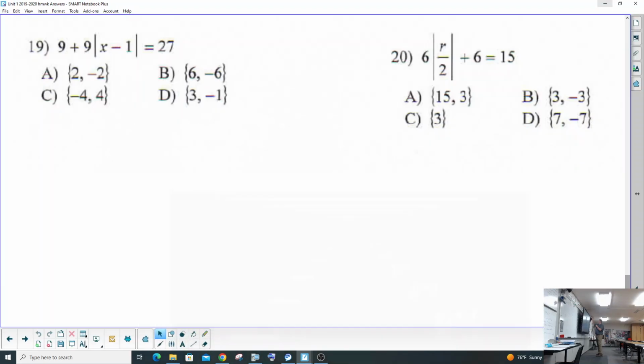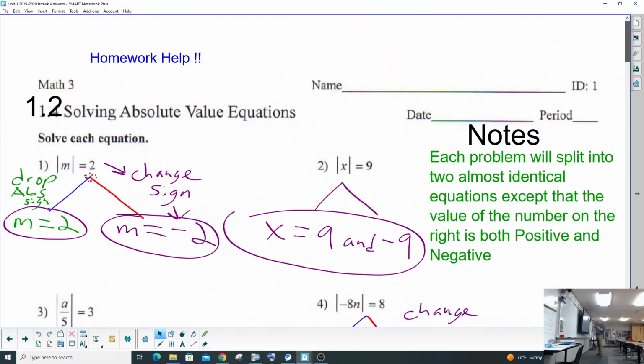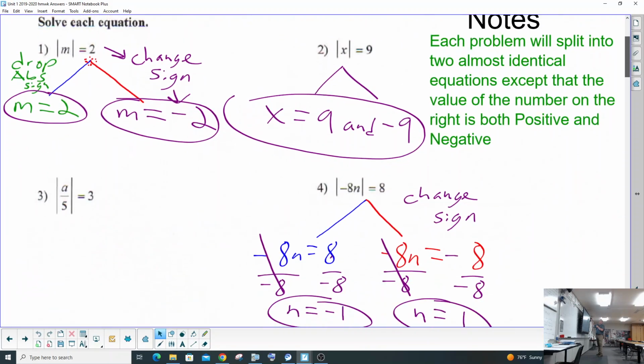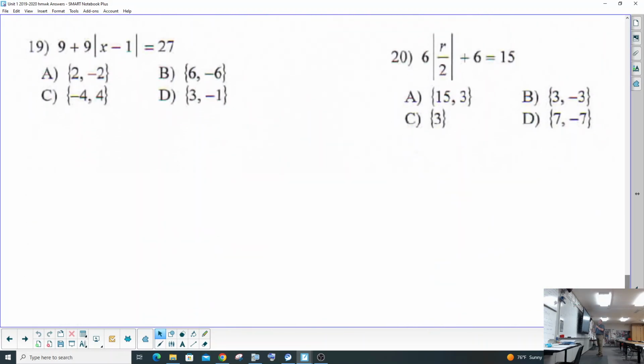So here's a quick one before we get started. I want to help you with the homework. I noticed there are some misconceptions going on, so let's go ahead and help you with that. This is on solving absolute value functions, section 1.2 this year, might change next year. Specifically, we've got to do 19 and 20.